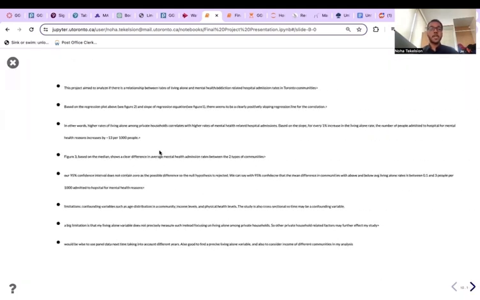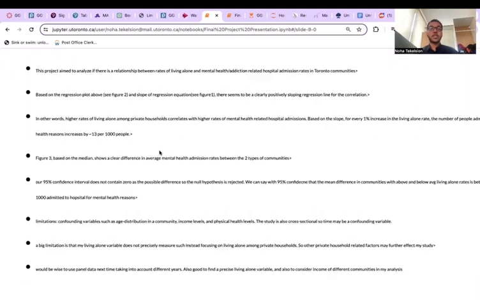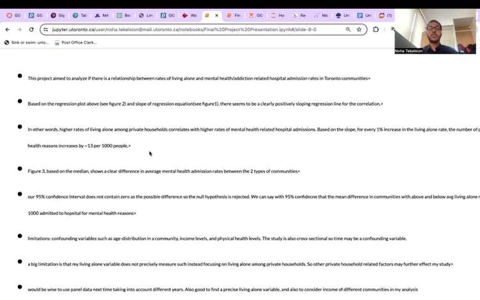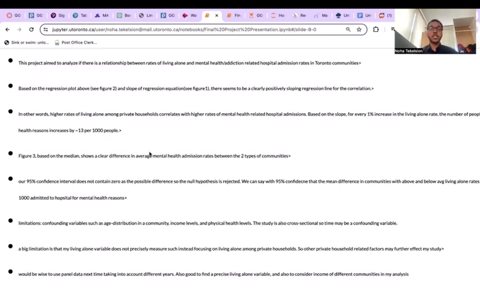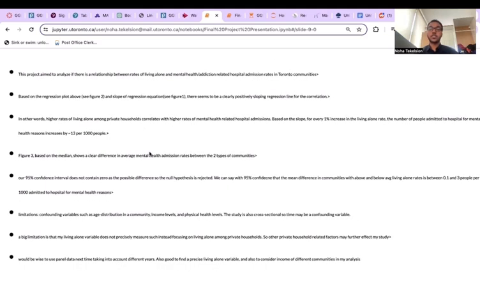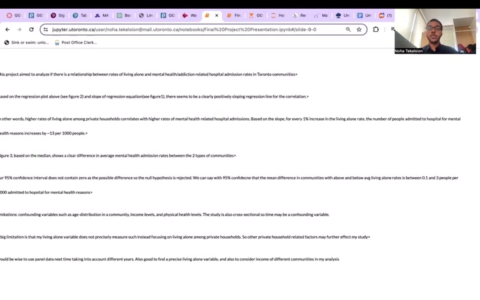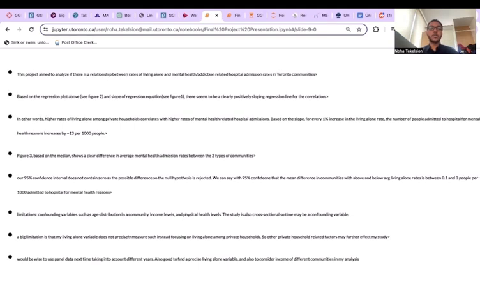So my conclusion is that this project aimed to analyze if there is a relationship between rates of living alone and mental health addiction-related hospital admission rates in Toronto communities. Based on the regression plot from figure 2 and the slope of the regression equation from figure 1, there seems to be a clearly positively sloping regression line for the correlation. In other words, higher rates of living alone among private households correlate with higher rates of mental health-related hospital admissions. Based on the slope, for every 1% increase in the living alone rate, the number of people admitted to hospital for mental health reasons increases by 13 per 1,000 people.